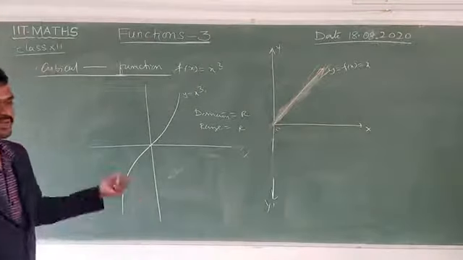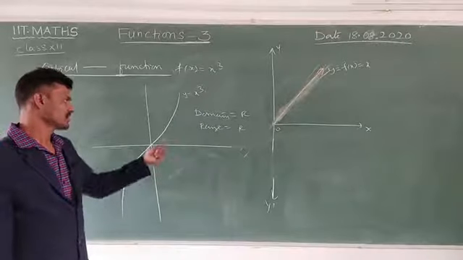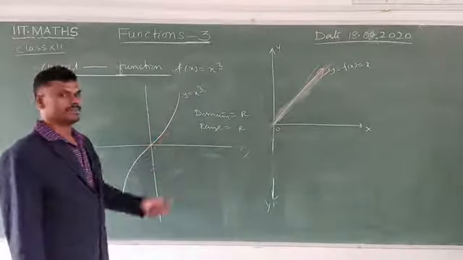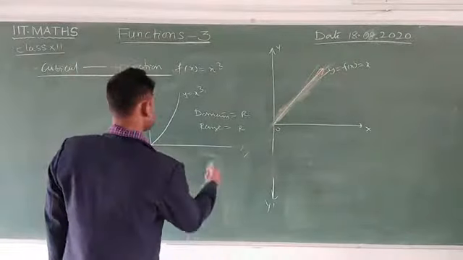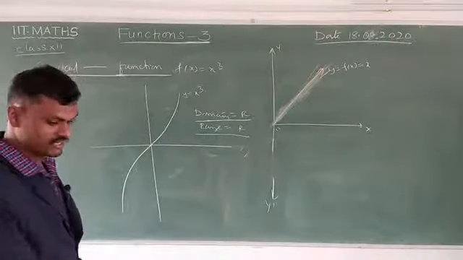Minus 1 cubed is minus 1, plus 1 cubed is plus 1. Minus 2 cubed is minus 8, plus 2 cubed is plus 8. That's why the domain and range are both equal. This is the cubical function.